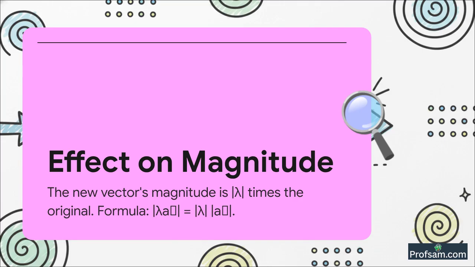Now, why the absolute value? Those two bars around lambda. Well, because length can never be negative, right? Just like a video can't have negative views. So we always take the positive value of the scalar when we talk about length.